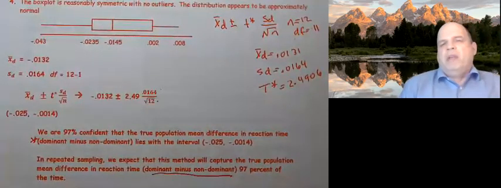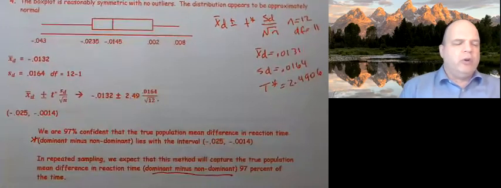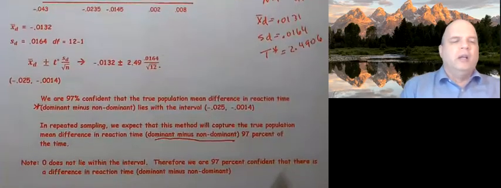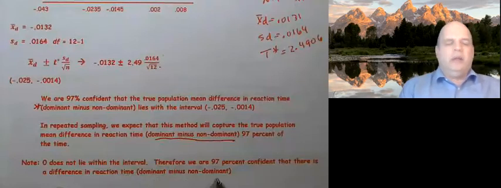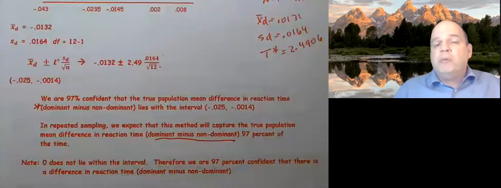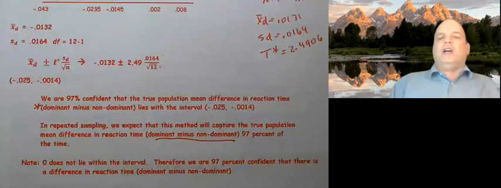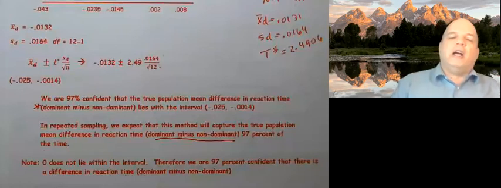Finally, is there enough evidence to show that this worked, or that Professor Neal is right? Well, 0 does not lie within the interval. Therefore, we are 97% confident that there's a difference in reaction time, dominant minus non-dominant. So basically, we just showed that Professor Neal was correct. There is a difference in reaction time from dominant to non-dominant. We're saying dominant is faster, and we can say dominant is faster because everything lies below 0.